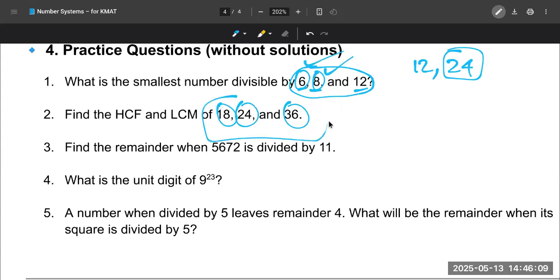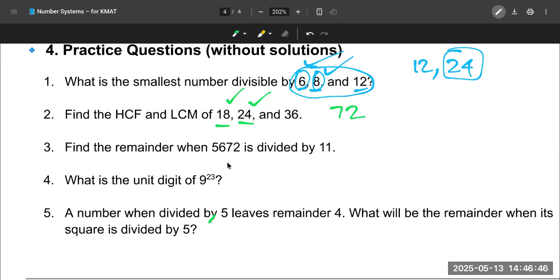So here we have 18, 24 and 36. The next multiple of 36 is 72. Find out if 72 is divisible by 24 and 18. Is it divisible by 18 and 24? Yes, 18 into 4 is 72, and 24 into 3 is 72.